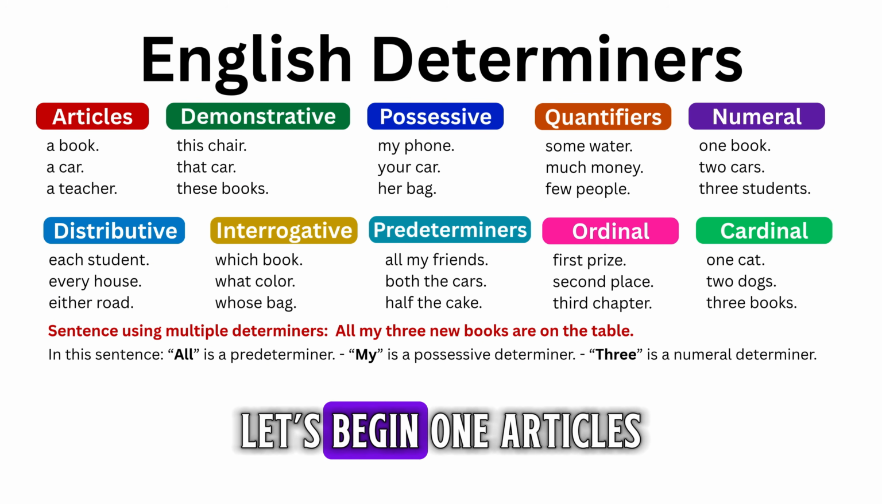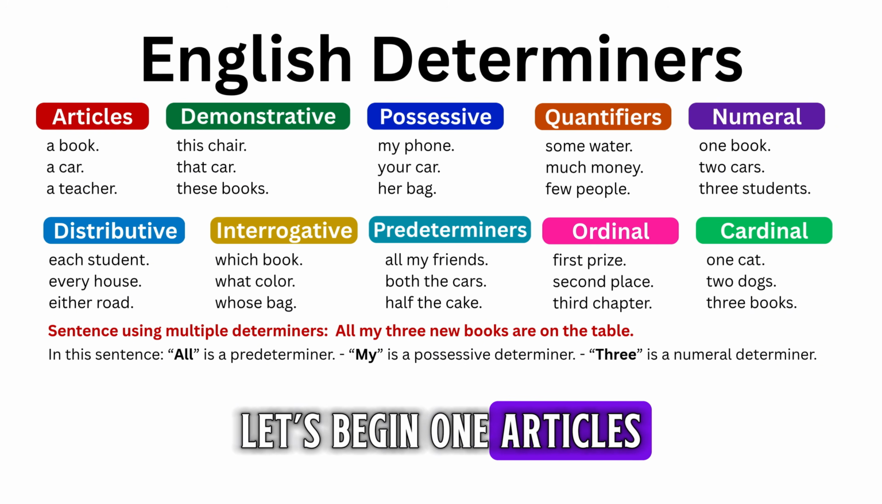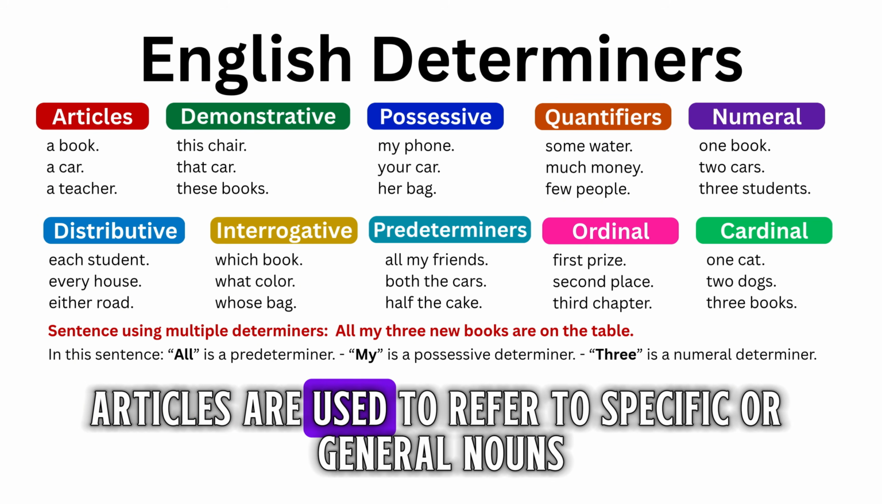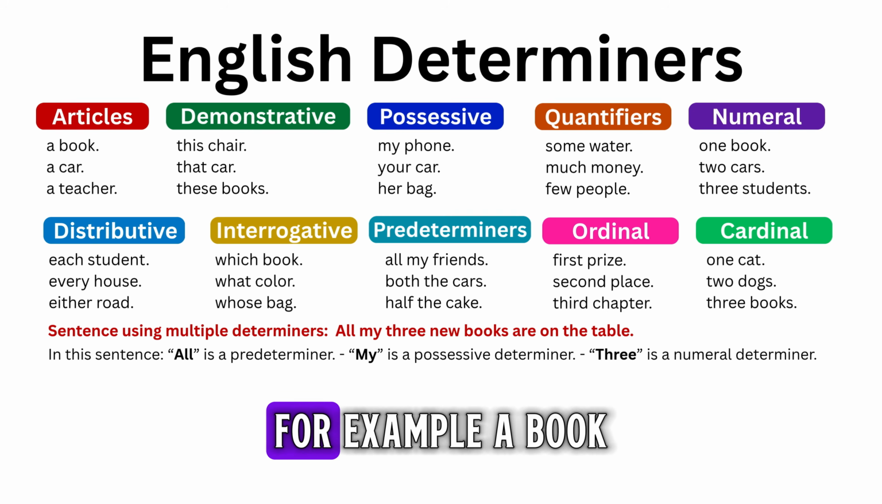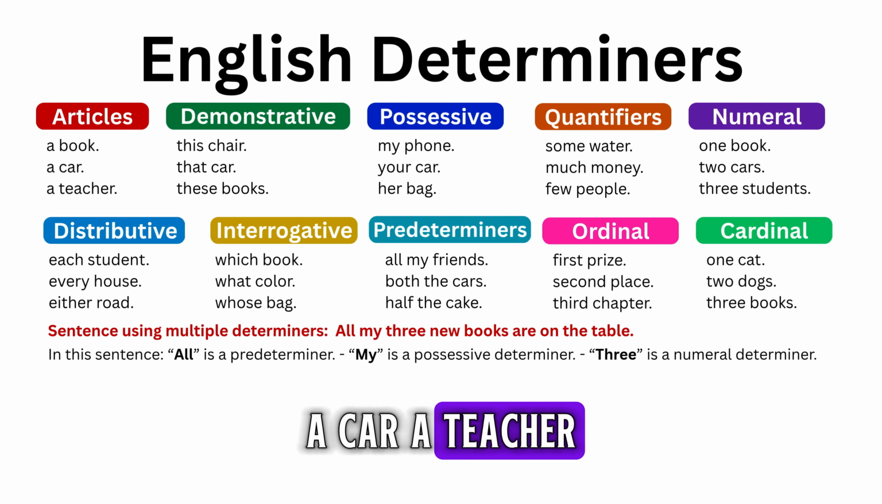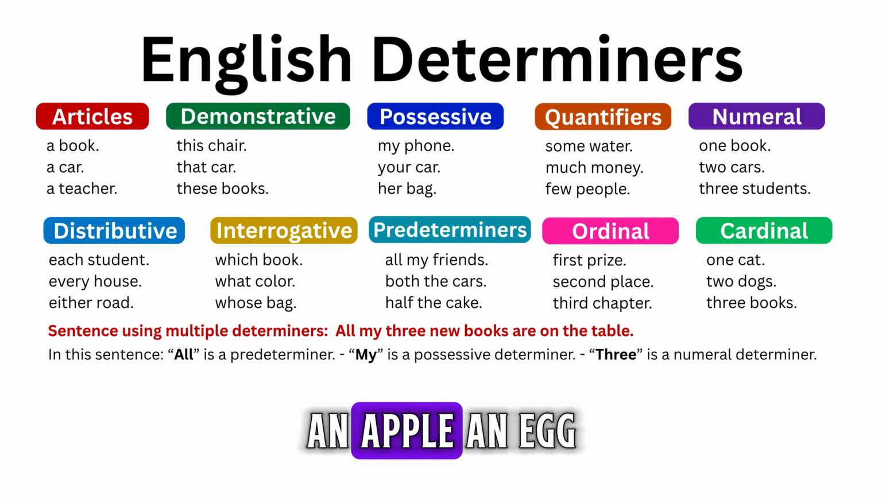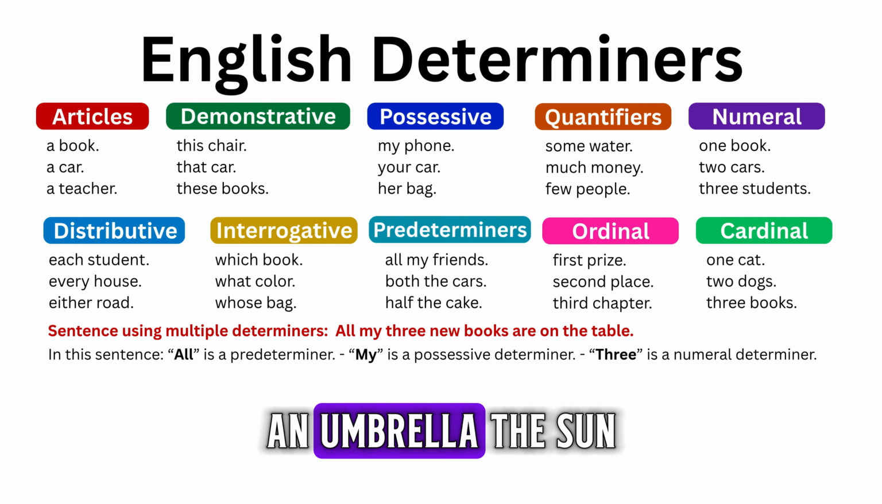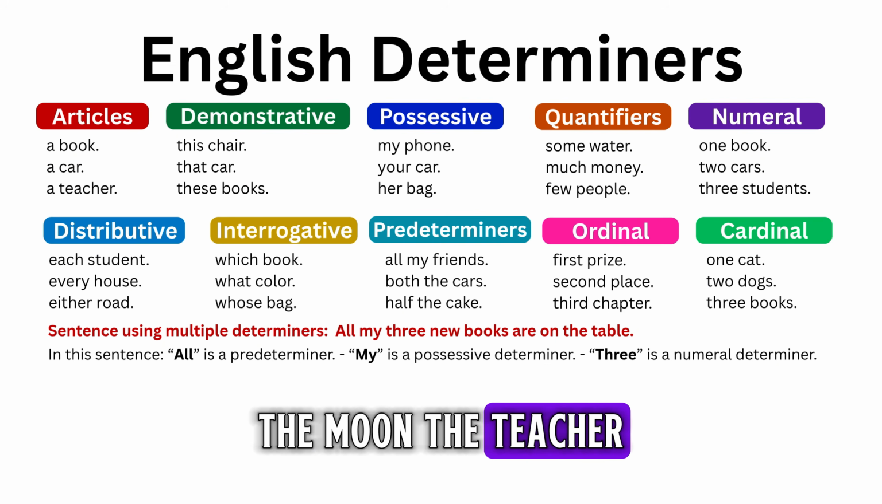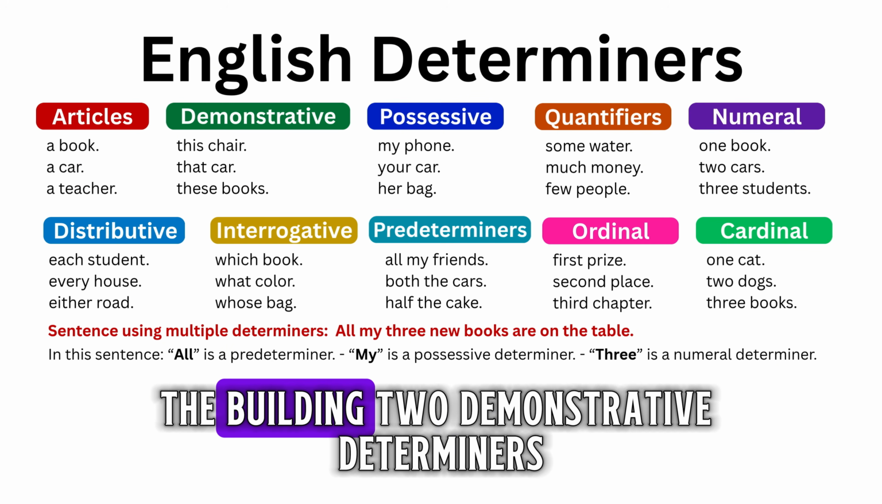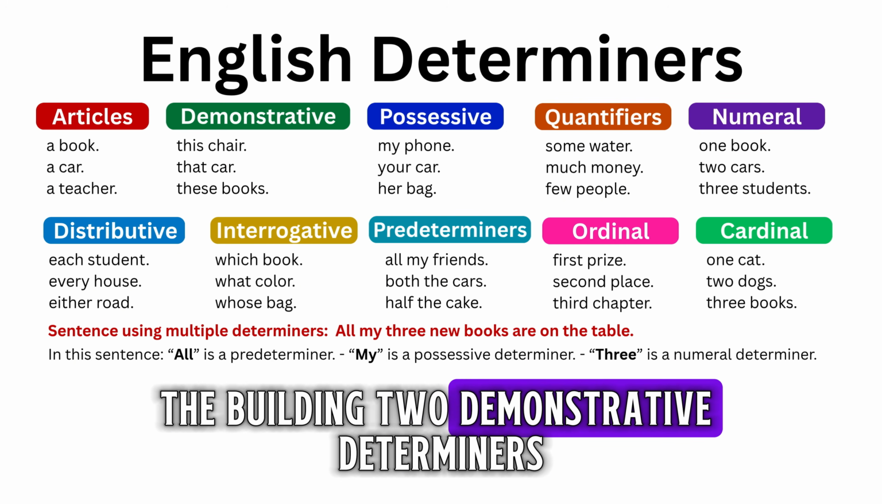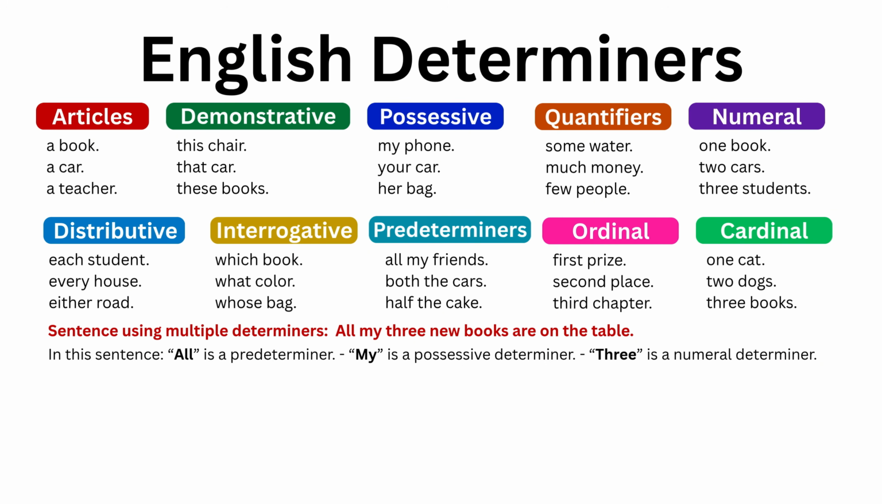Let's begin. 1. Articles. Articles are used to refer to specific or general nouns. For example, a book, a car, a teacher, an apple, an egg, an umbrella, the sun, the moon, the teacher, the building.